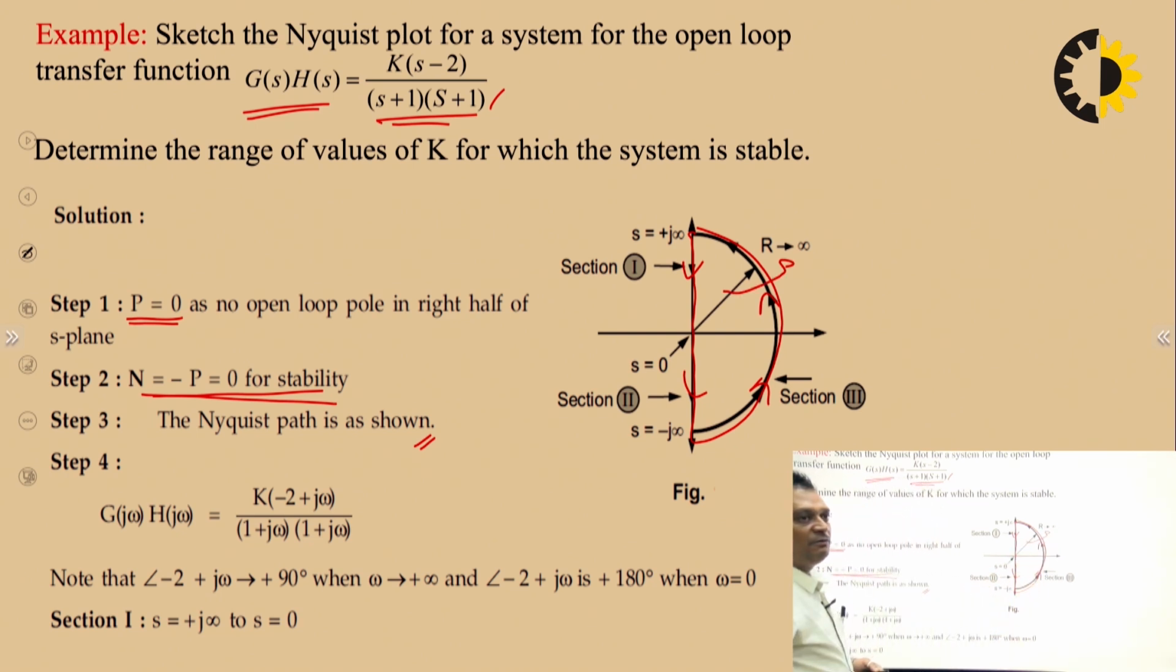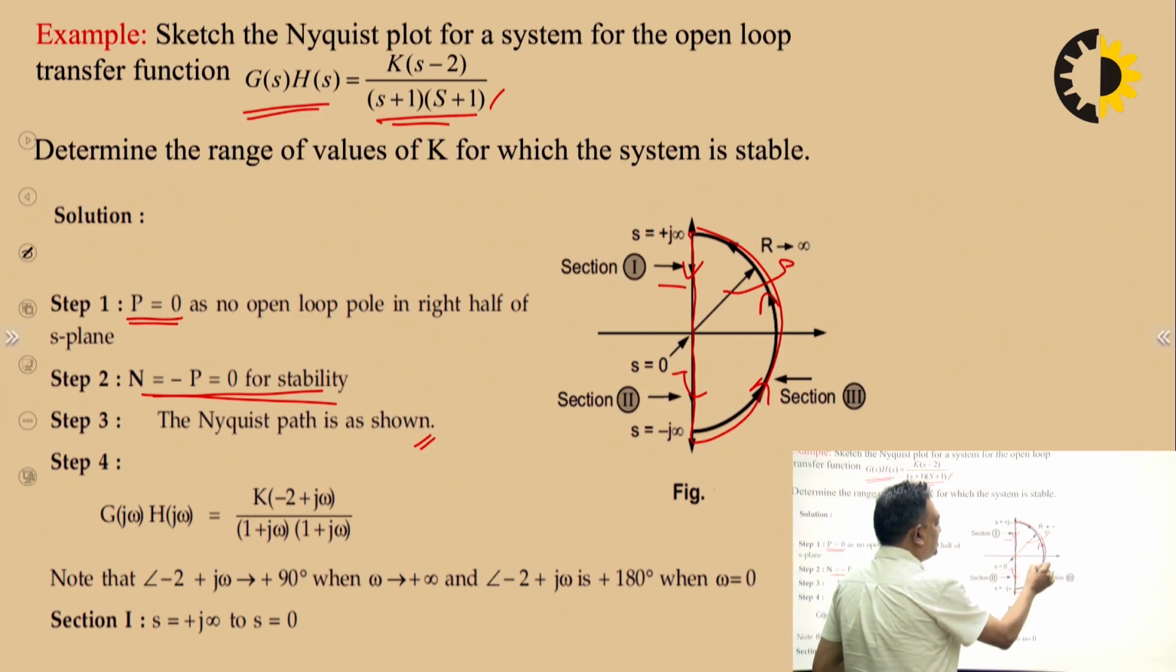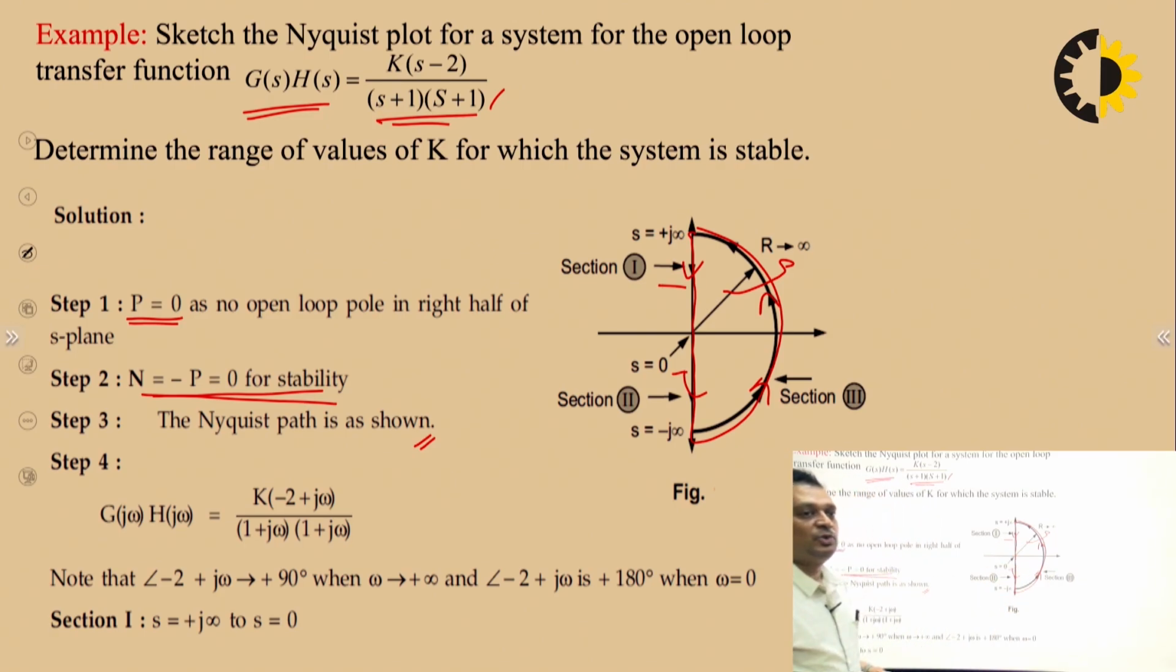You can see from this Nyquist path, there are 3 sections. One section is this, section 2 is this, section 3 is this. Section 2 is basically the mirror image of section 1. And section 3 is basically an origin. If you do the analysis, you will find that this value is an origin. So now we will put s equals to j omega in this.